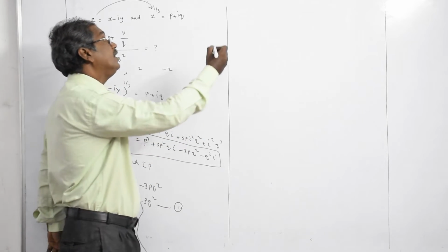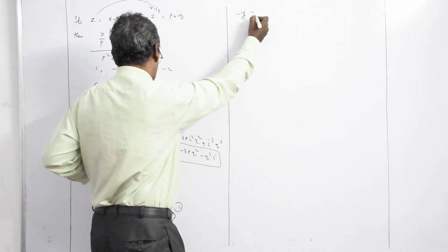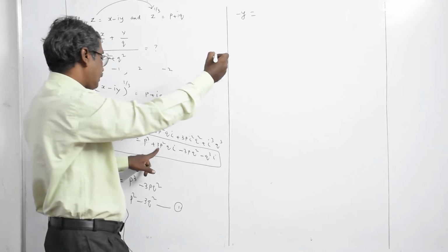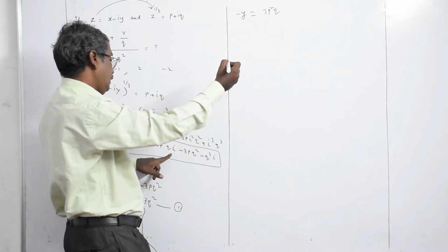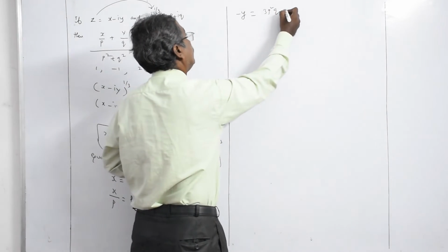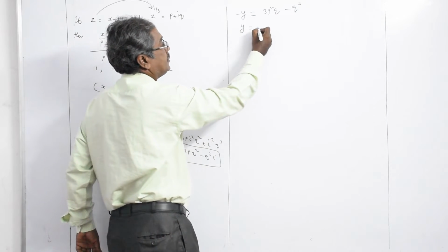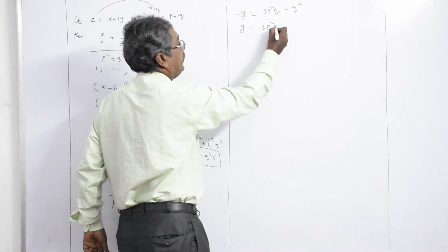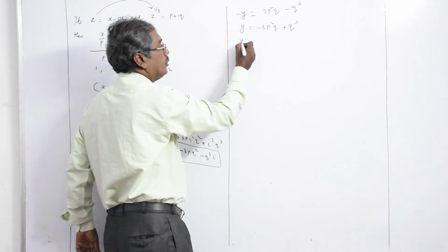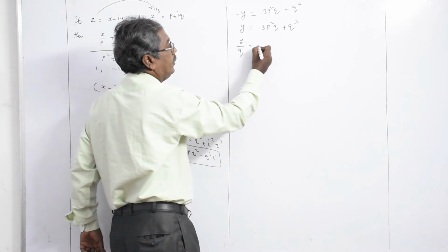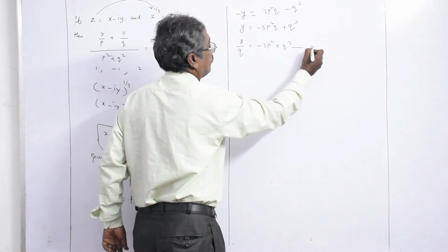Next, the imaginary part. Here it is minus y is equal to, what is the imaginary part here? 3p square q, and minus q cube is the imaginary part. Changing the sign, this will become y is equal to minus 3p square q plus q cube. Divide this by q, this will become y by q equal to minus 3p square plus q square. Let this be equation number 2.